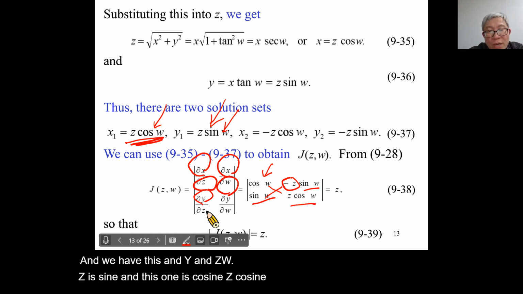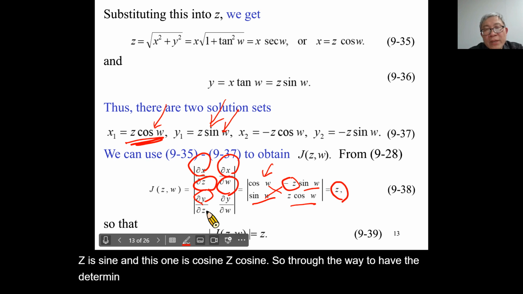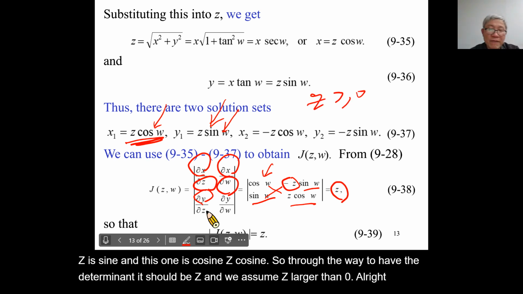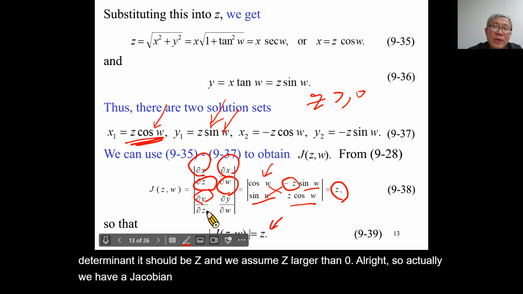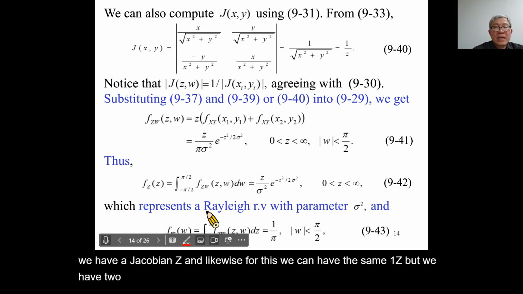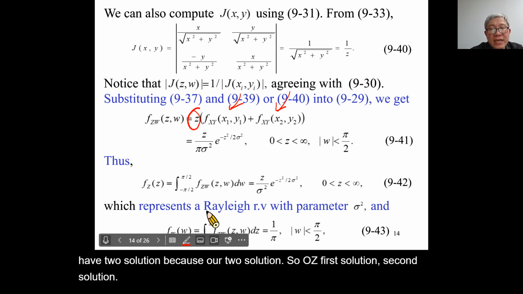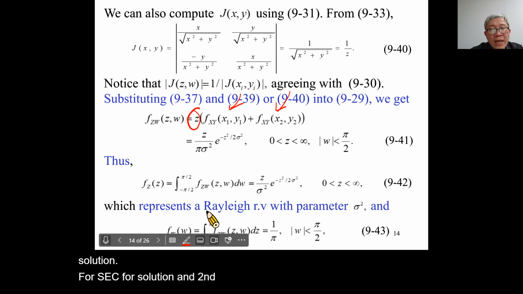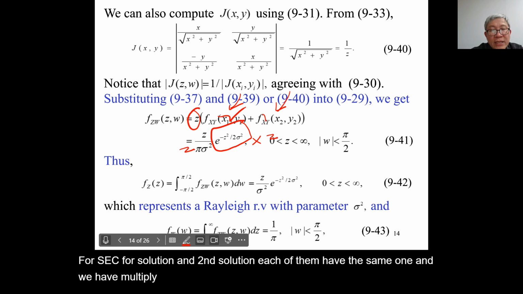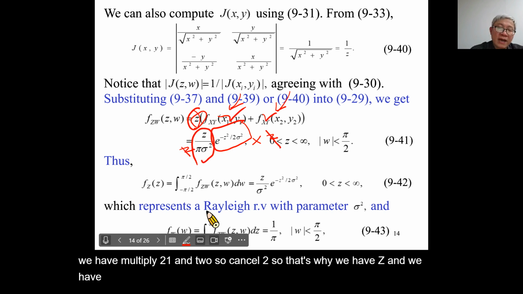So the way to get the determinant, it should be z, and we assume z is larger than 0. Alright, so actually we have a Jacobian z. And likewise for this, we can have the same one, z. But we have two solutions, the first solution and the second solution. Each of them has the same one, and we have multiplied 2, 1 and 2. So cancel 2, so that's why we have z. And we have z, so finally we have the results here.